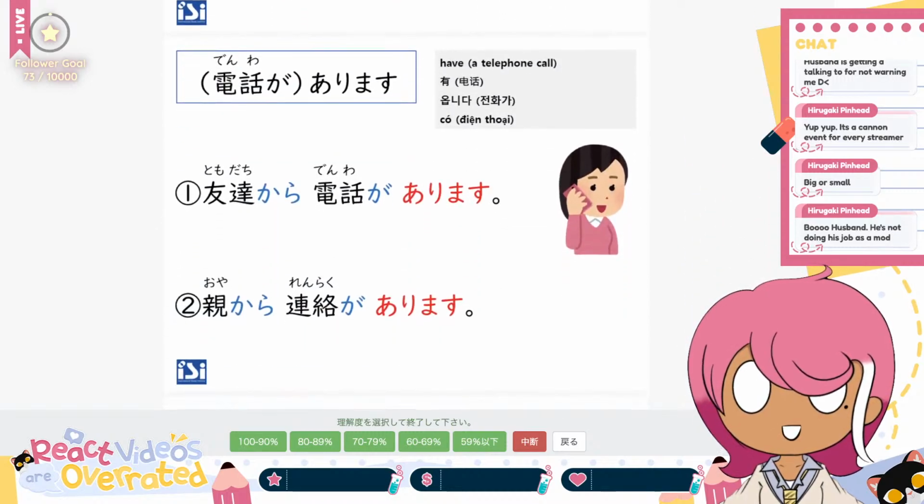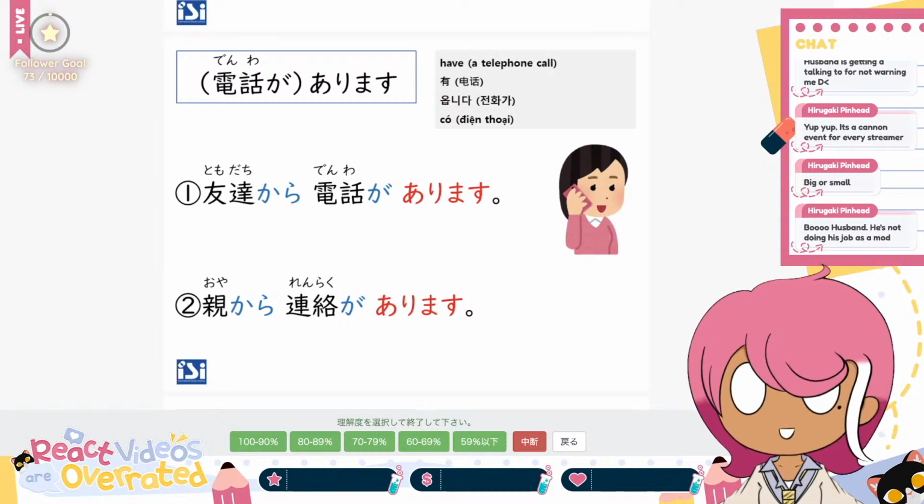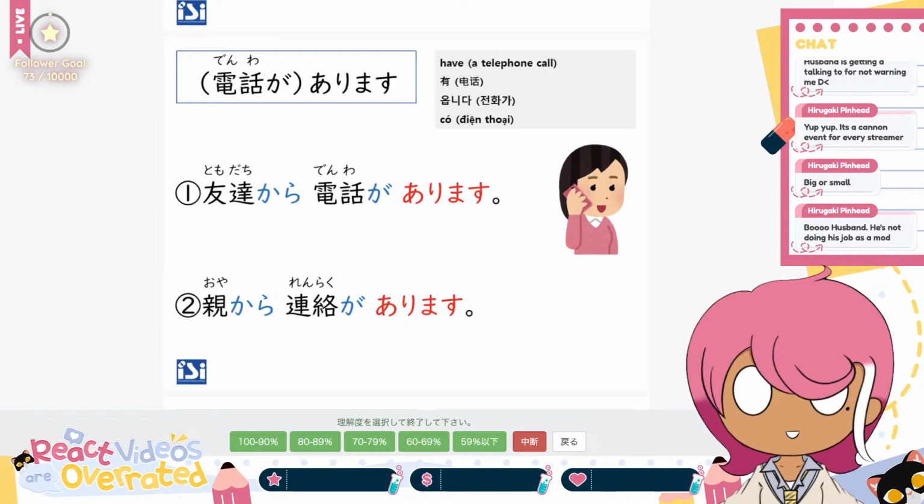電話があります, have a telephone call. あります is already have. So adding 電話が, it's probably a different kind of あります, because あります should have been in N5 level stuff. Which I should probably explain again because I was muted the last time I explained this.